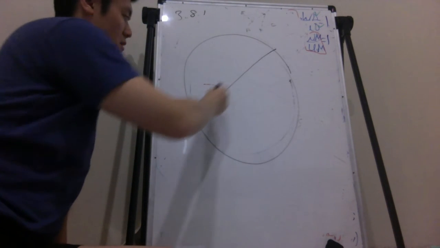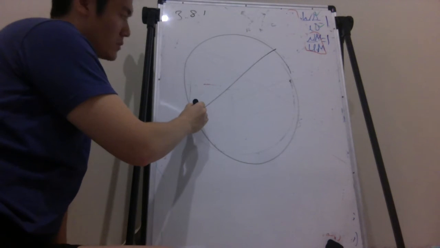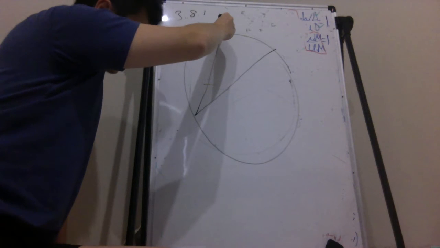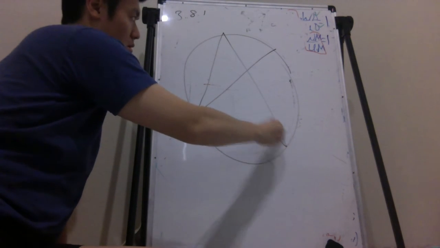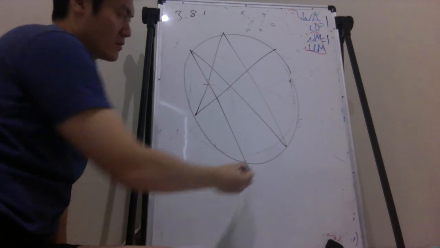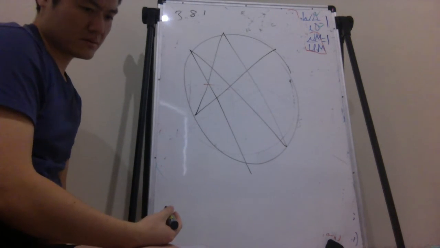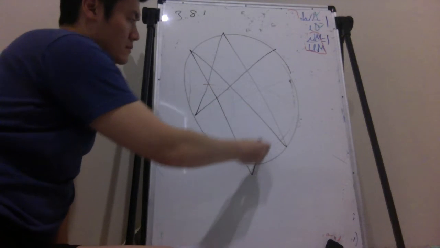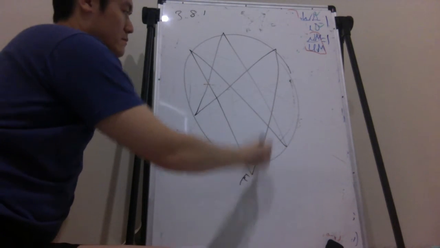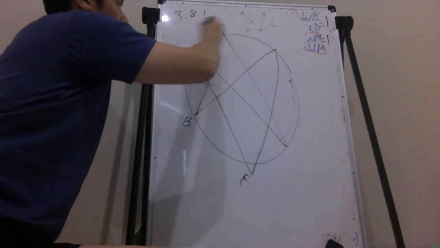It's like A, B, C, D, E. And then F maybe can lie somewhere else now, right? Somewhere far away. I'm going to draw that.